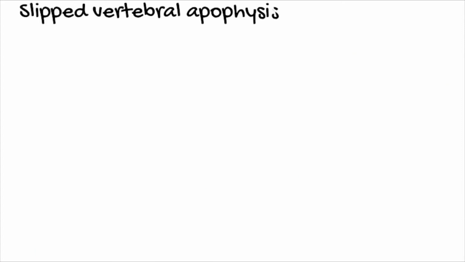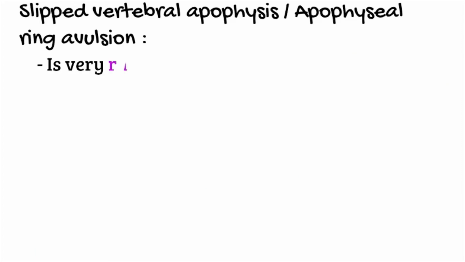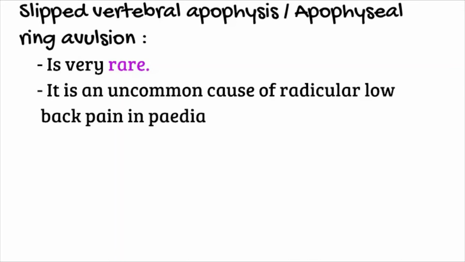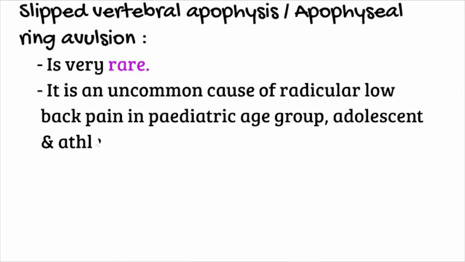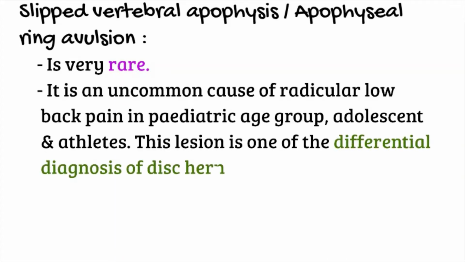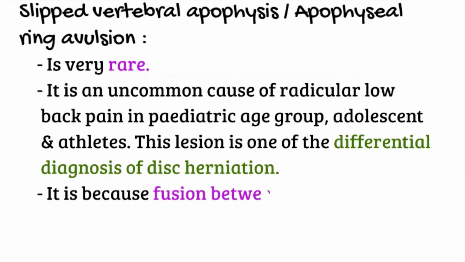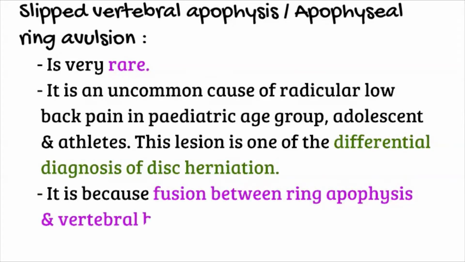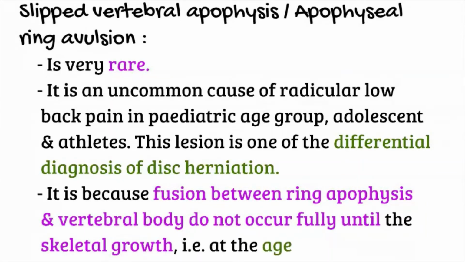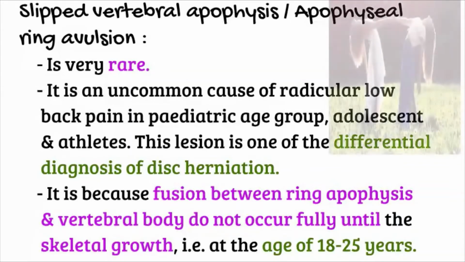Slipped vertebral apophysis, or apophyseal ring avulsion, is very rare. It is an uncommon cause of radicular low back pain in the pediatric age group, adolescents, and athletes. This lesion is one of the differential diagnoses of disc herniation. It is because the fusion between the ring apophysis and the vertebral body does not occur fully until skeletal growth is complete, that is at the age of 18 to 25 years old.